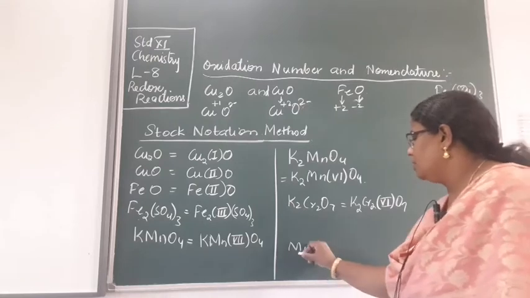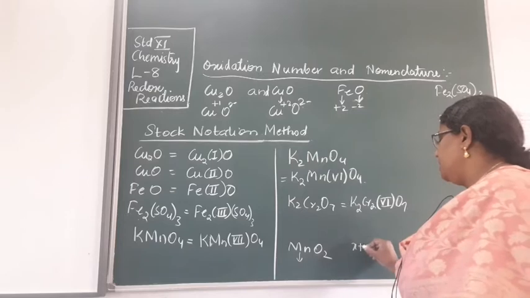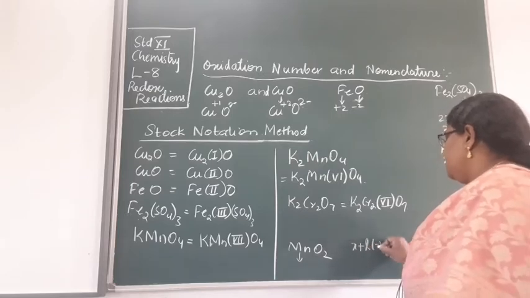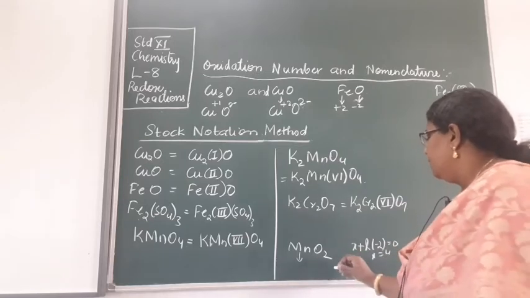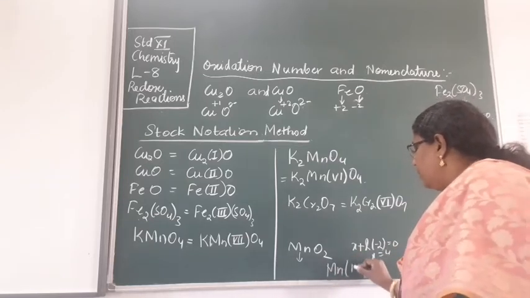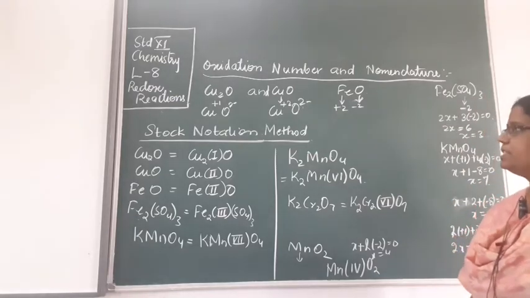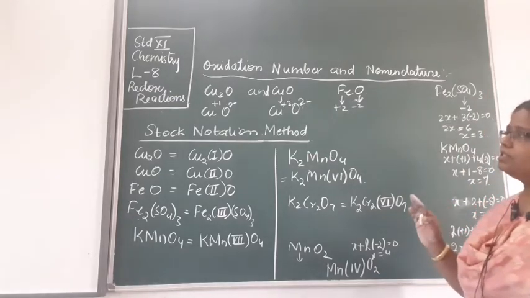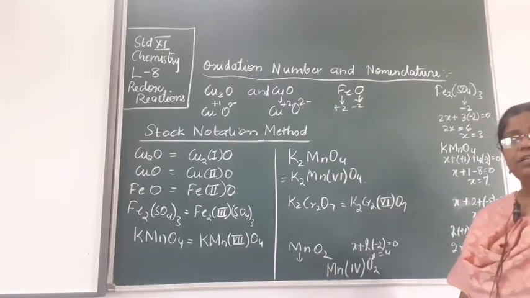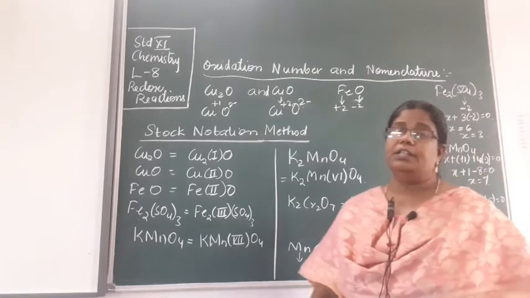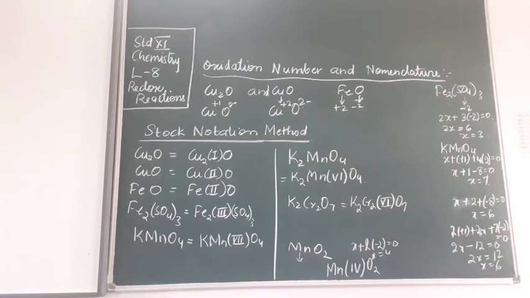Okay, MnO2, how will we show? Mn will have what oxidation state? यहाँ पे Mn will be x plus 2 into minus 2 equal to 0. So x will be equal to 4. So we have Mn4O2. I hope you understand this. So this is what we call the stock notation method for various molecules, where you find there are atoms which are existing in variable oxidation states. Okay, note this down.